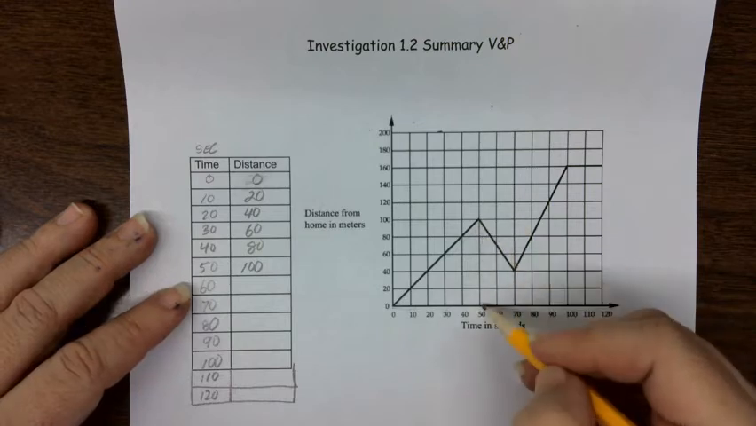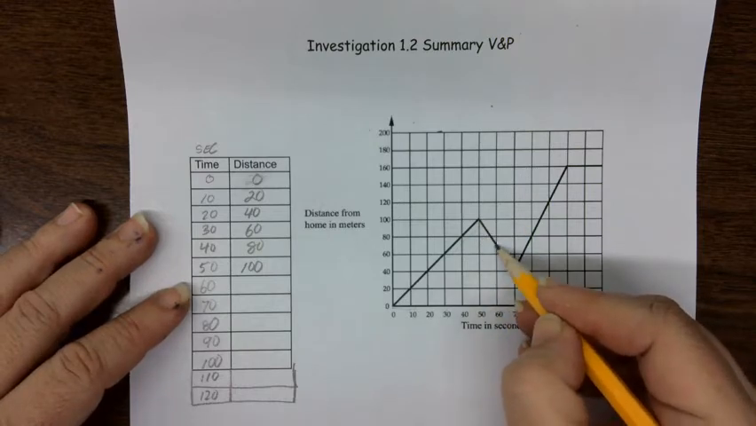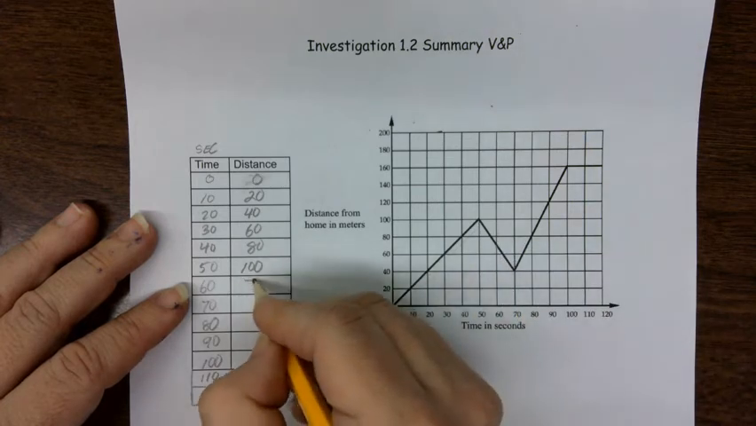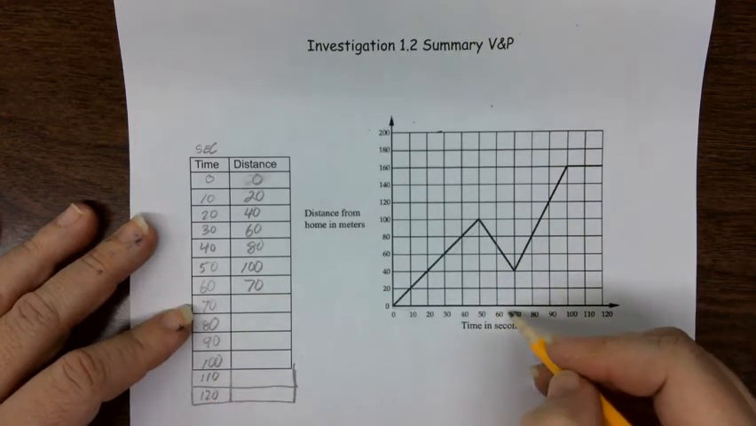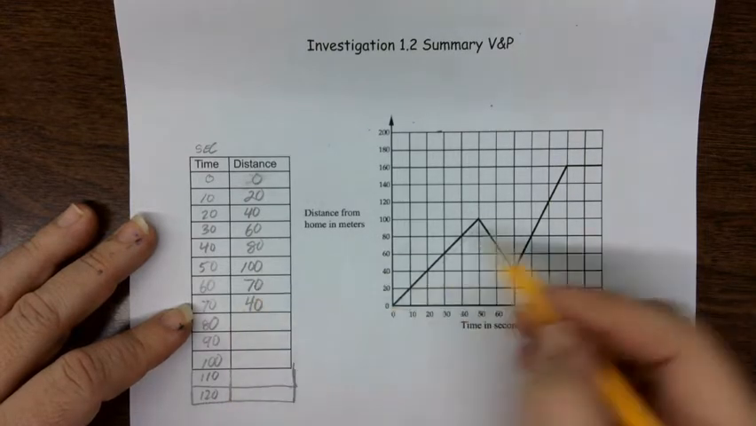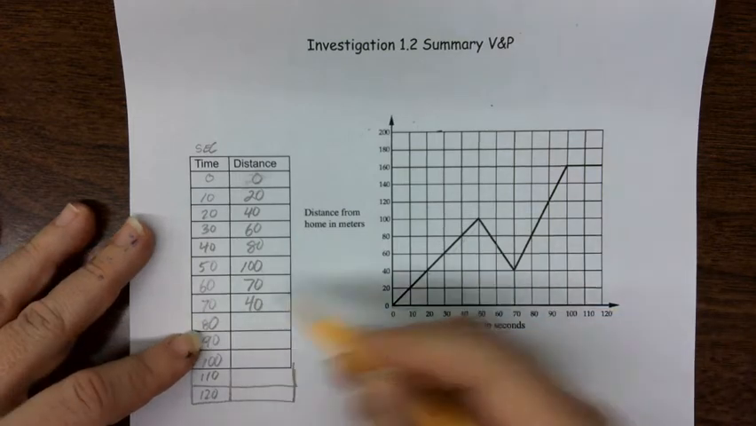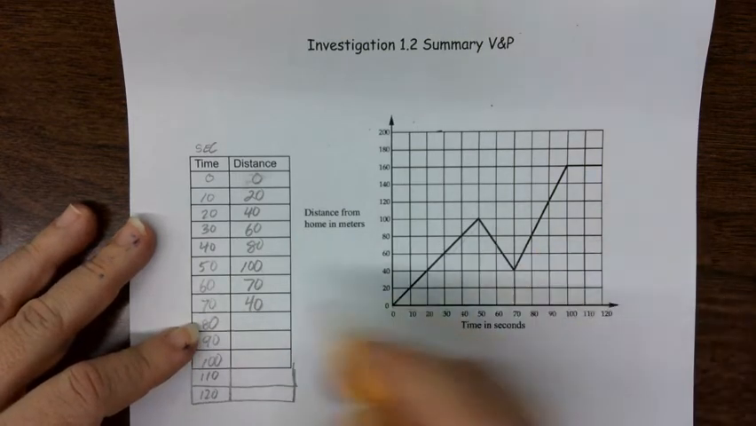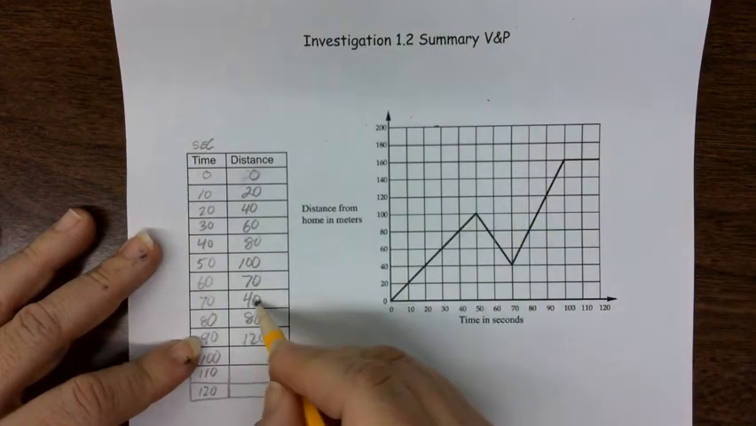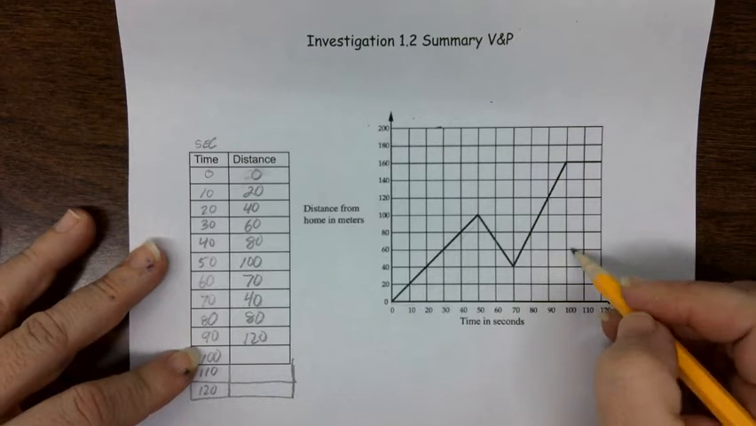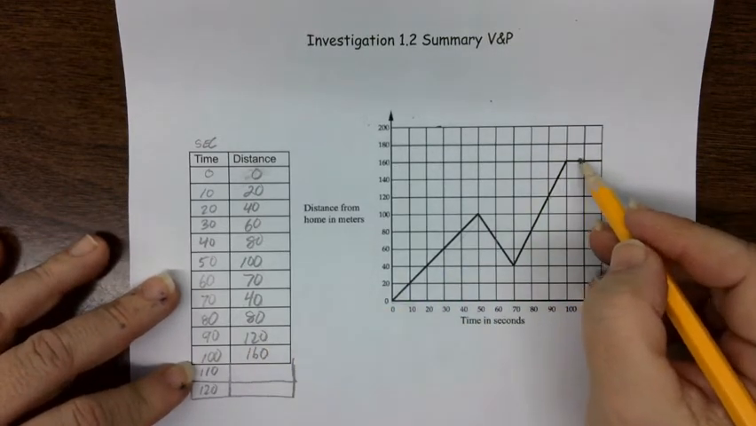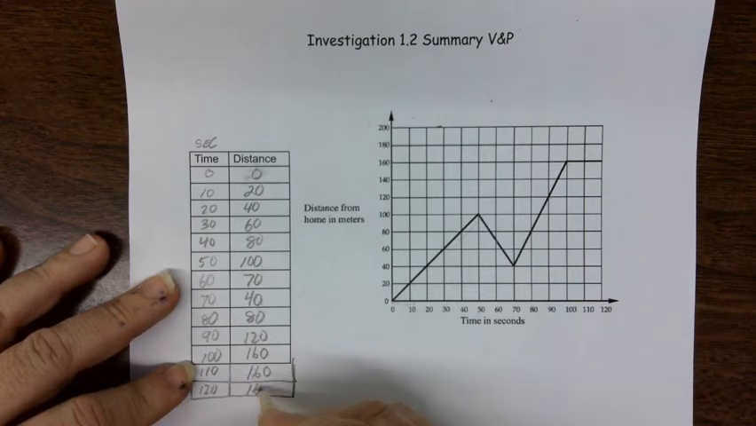Now at 60, I've gone down. At 60, I would say I'm halfway between 60 and 80, so let's say we're at 70 meters. And then at 70, we are at 40, because I went down by 30. And again, it's a straight line, so I went down by another 30. Now at 80, I'm going back up again, and I'm at 80. At 90, I'm at 120. So now I'm going up by 40s. And at 100, I am at 160. And then now I don't move. So the rest I'm at 160 and 160.